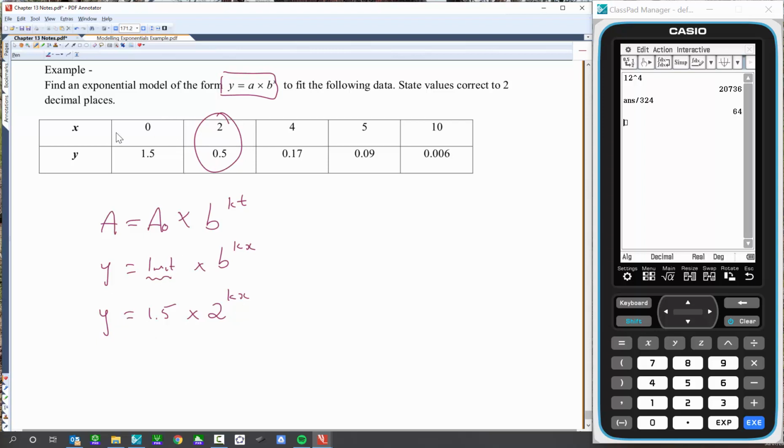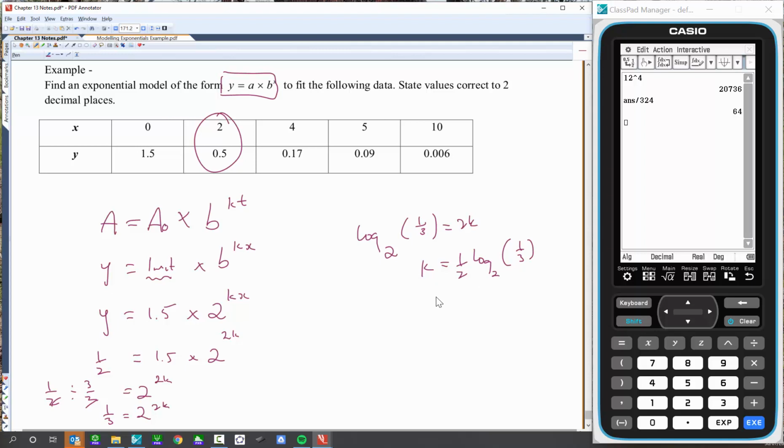Now, this is saying that when x is equal to 2, y is equal to a half. So let's put a half in there. 1.5 times 2 to the k times 2, which is 2k. So now we're going to do a half divided by 1.5, which is 1 on 3, equals 2 to the 2k. Now let's switch to log form. Log base 2 of 1/3 equals 2k. K is equal to half log base 2 of 1/3. Therefore, my equation is y equals 1.5 times 2 to the half log base 2 of 1/3 times x.